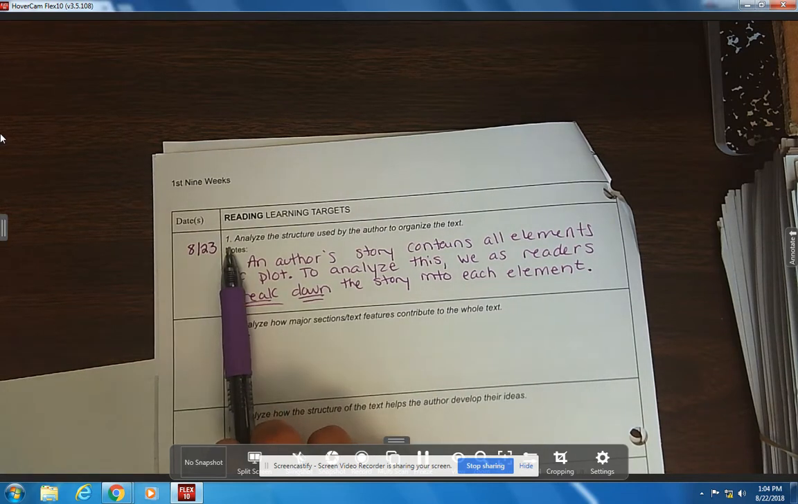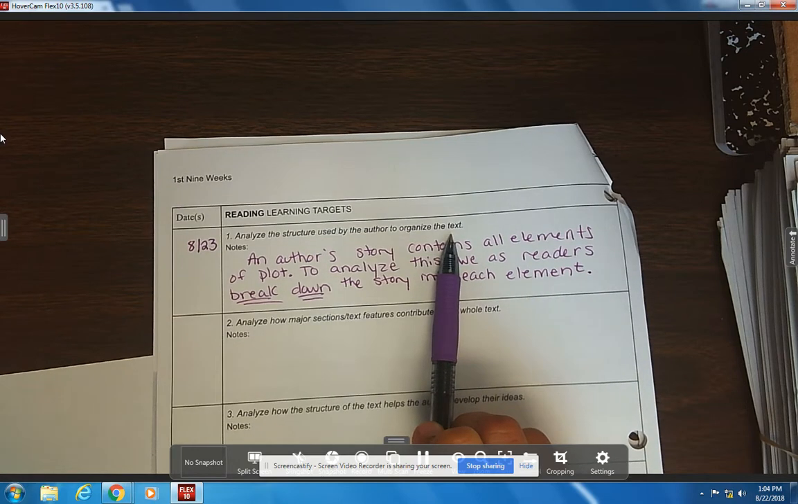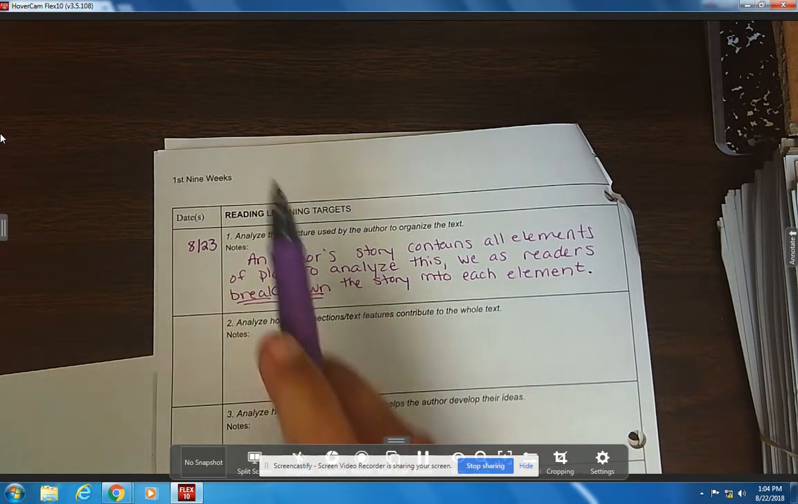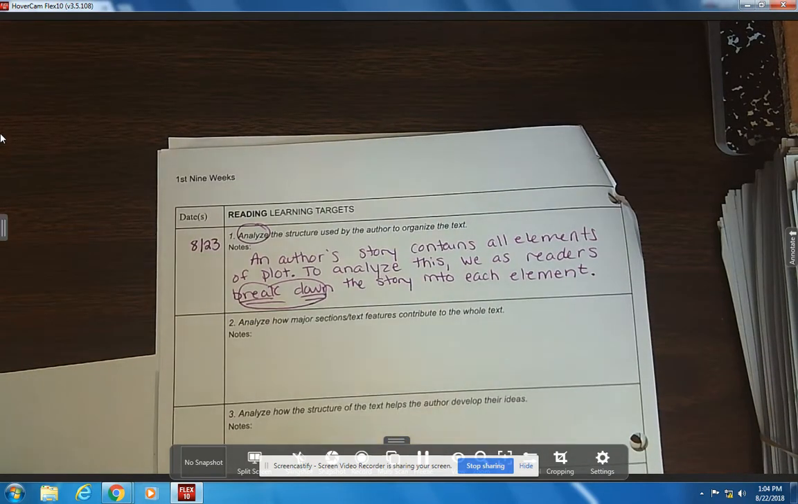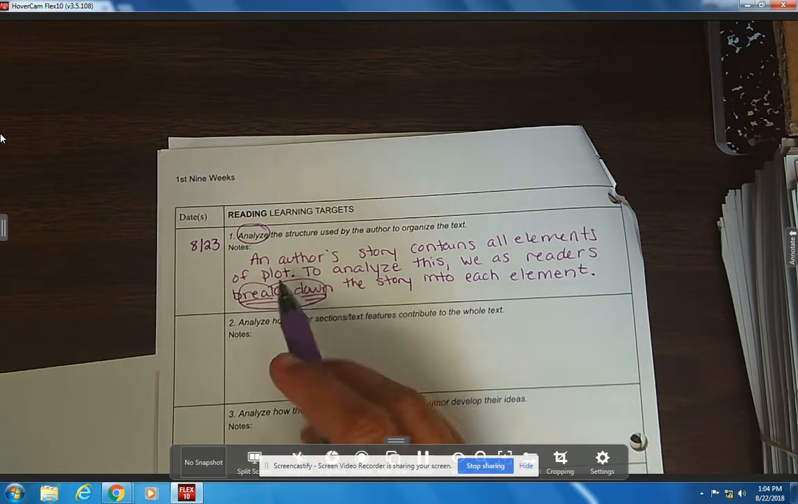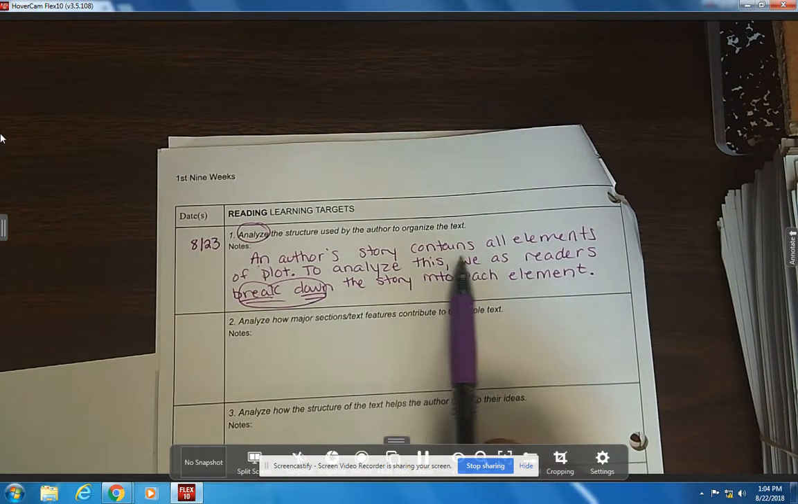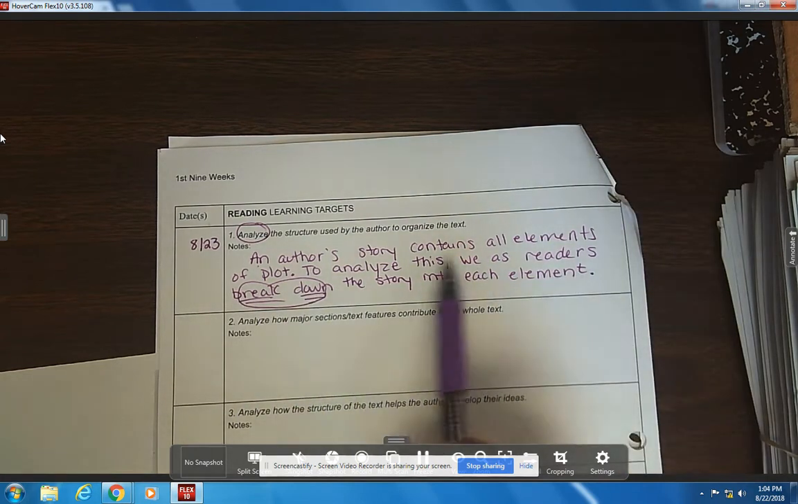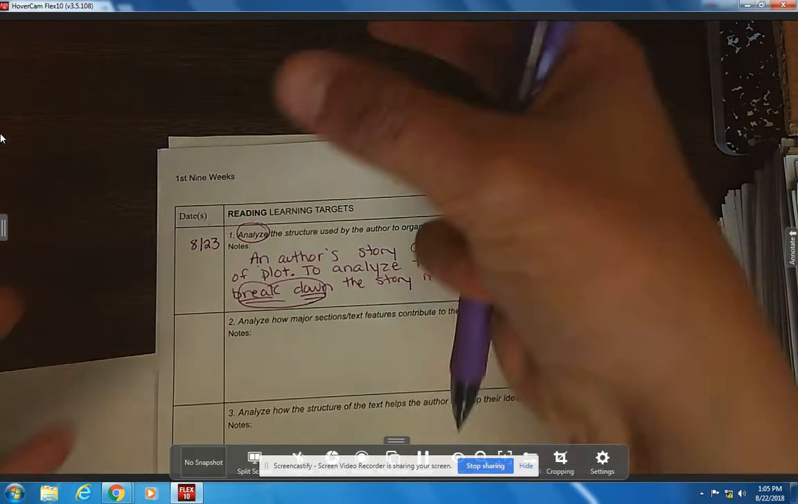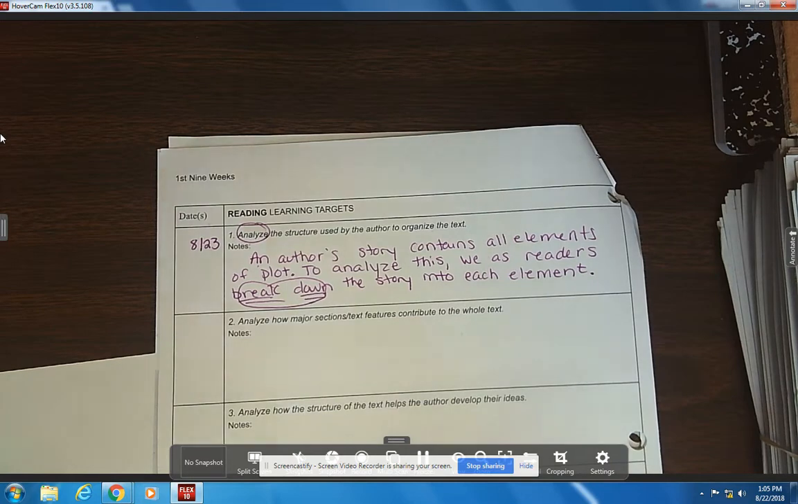We're going to do learning target number 1: to analyze the structure used by the author to organize the text. To analyze the structure of the author, we really have to break down. That's what analyze means, to break down. So you have to break this story down into its components and look closely at each of those components. So when we look at another author as the reader, we look at how the author uses those elements of plot in a beginning, middle, and end format. To analyze it, we pull those out of the author's story that we're reading and arrange it in a visual way so that we can see how that author set up their piece.